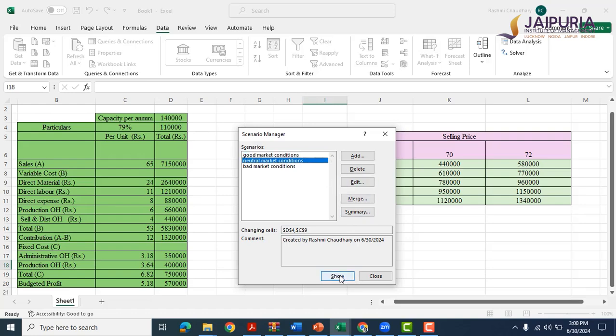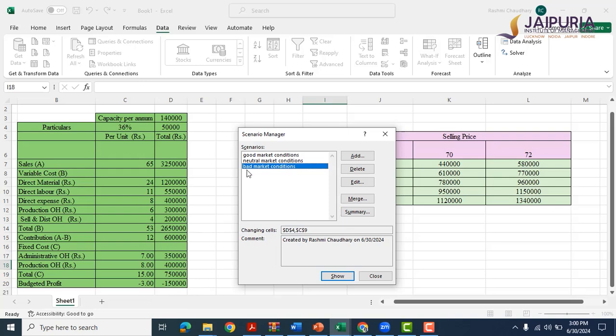Neutral market conditions, let's see the neutral market conditions. You are selling 80,000 units and you are earning a profit of 2,10,000, wherein the material price has increased by 2 rupees, that is 24 rupees. And now you are working at 57% capacity. Bad market conditions, if I need to see the bad market conditions, so 50,000 units you are selling, you are working at a capacity of 36%, material price has increased to 24 rupees now, and total profitability here, if you see, it's a negative value. That means you are incurring a loss of 1,50,000 rupees.